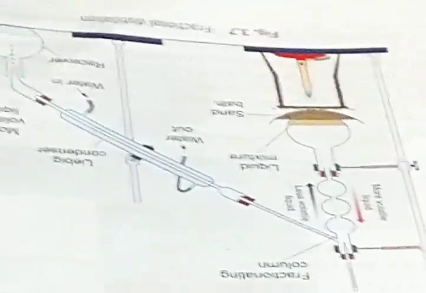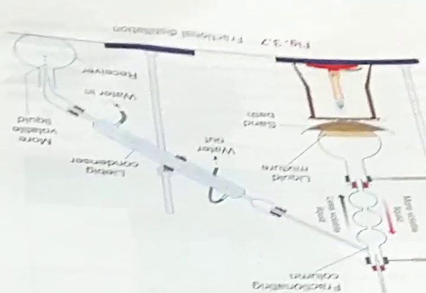So in this way we can easily separate two different liquids, those which have different boiling points, and in this way we can easily separate two different liquids. That's why the liquids are also known as fractions, and the process is also known as fractional distillation or fractionation.